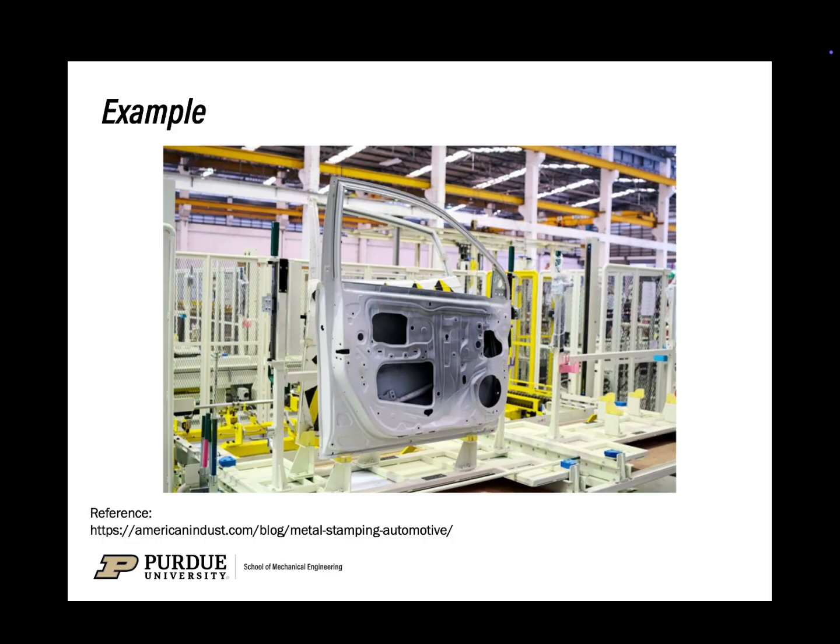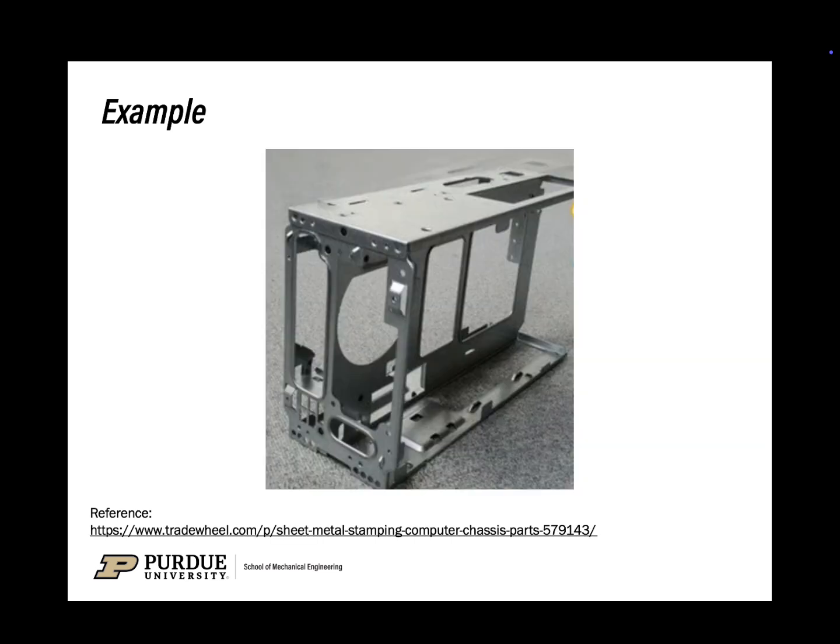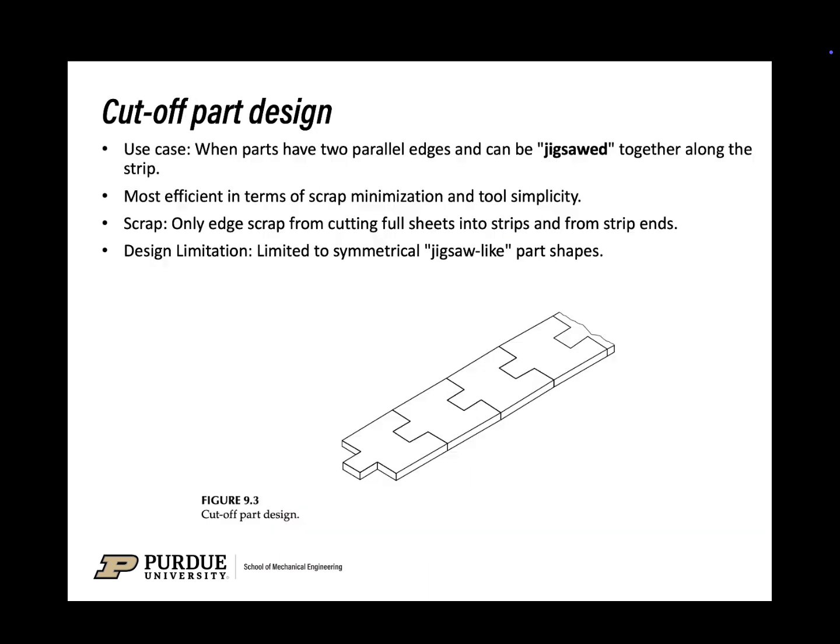On this page, here is an example of sheet metal working in real life. Here's an image of a car door, as you can see, done by the metal sheet stamping process. And here is the reference down below. Here is another example. This is a computer's frame, and this is also done by the metal sheet stamping process. As you can see, there are lots of bendings and some protrusions from a sheet metal, and the reference is also down below.